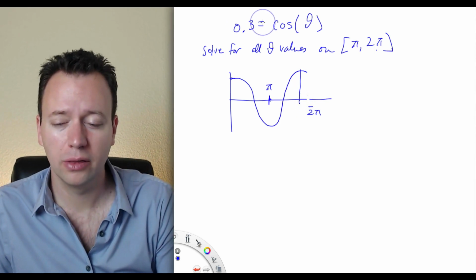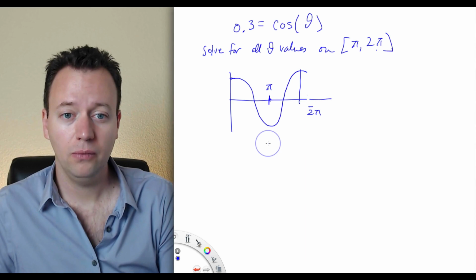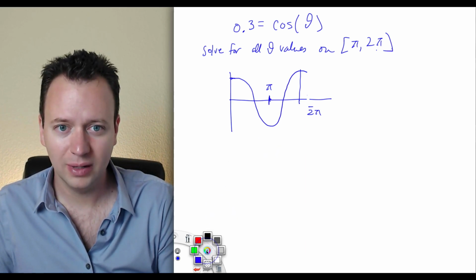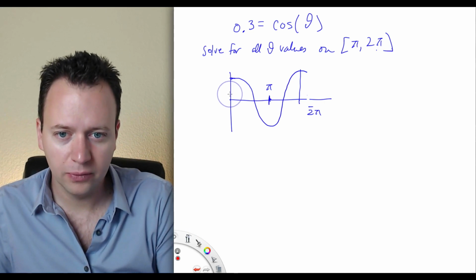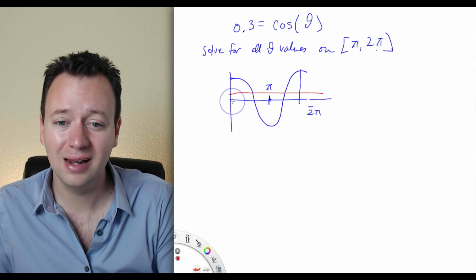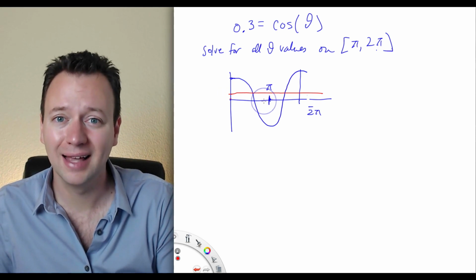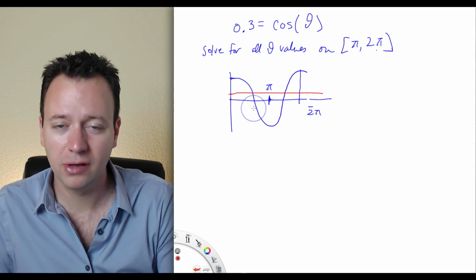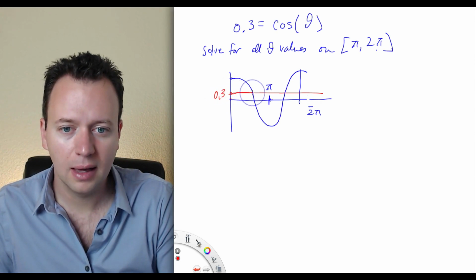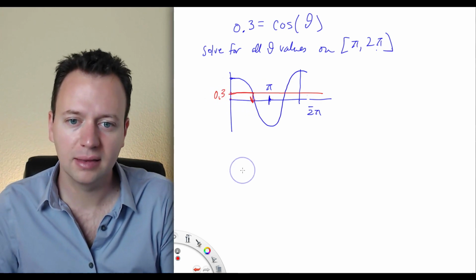is equal to 0.3. Well, using the arc cosine function, we can get the value of theta between 0 and pi that tells us cosine of that value of theta is equal to 0.3. So here's 0.3, and the inverse function gives us something like this.